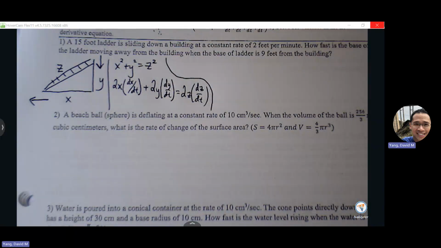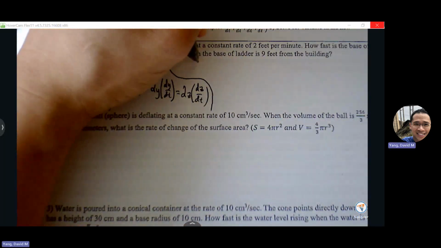So x, y, and z represent the length of the base, the height, or the hypotenuse of the triangle at that moment in time. dx/dt, dy/dt, dz/dt represent how fast that length is changing. Basically, the rate of change of the length as time passes. So it could be 2 feet per minute or negative 2 feet per minute.